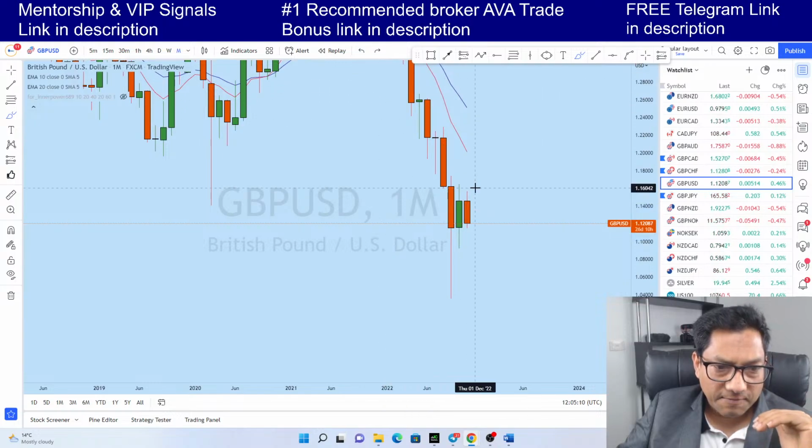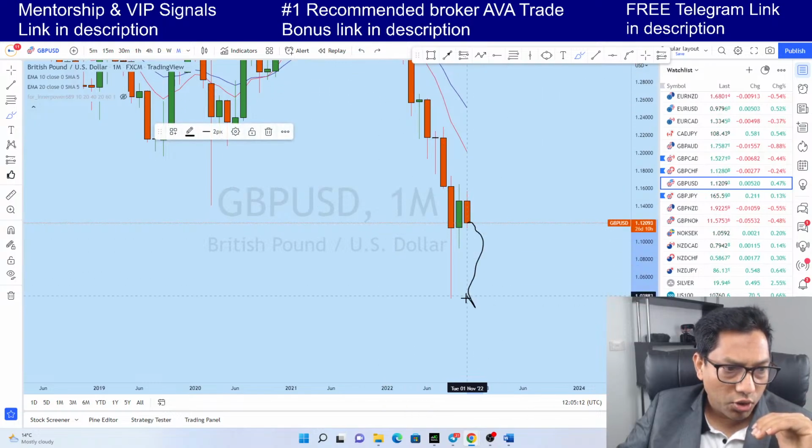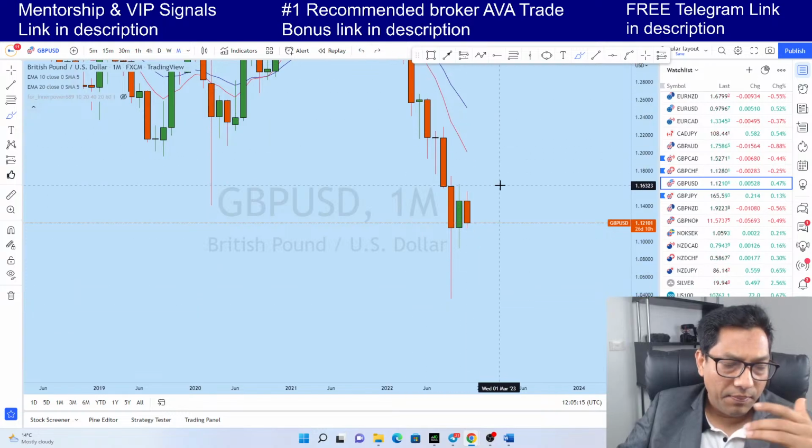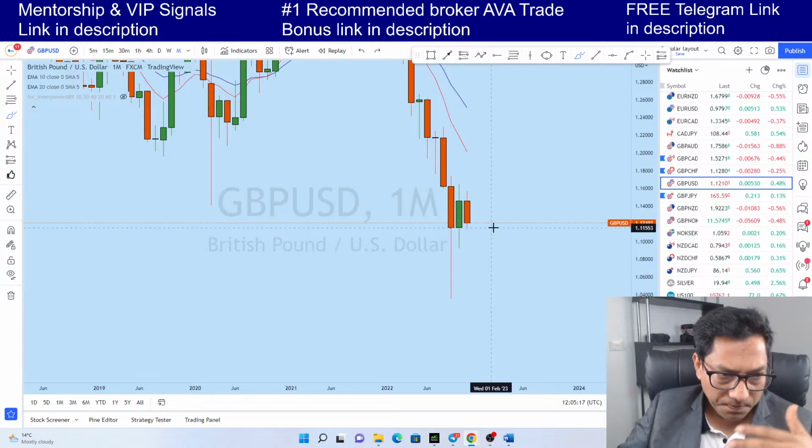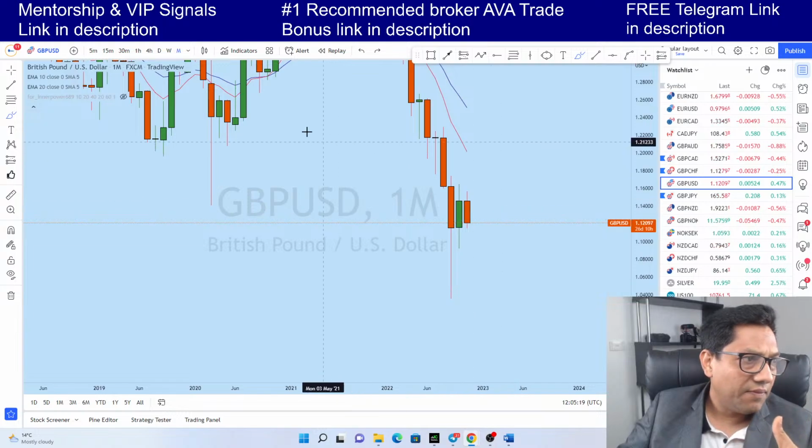And what I think is that during this NFP we could potentially see a further move, but before that we might see some up and down, and that's the advantage that we will be taking.